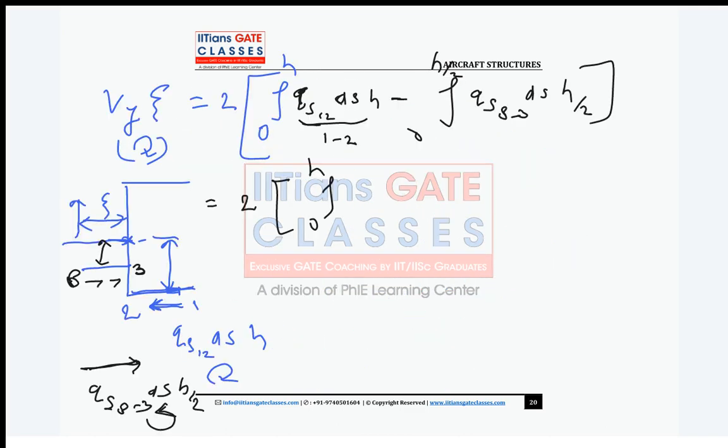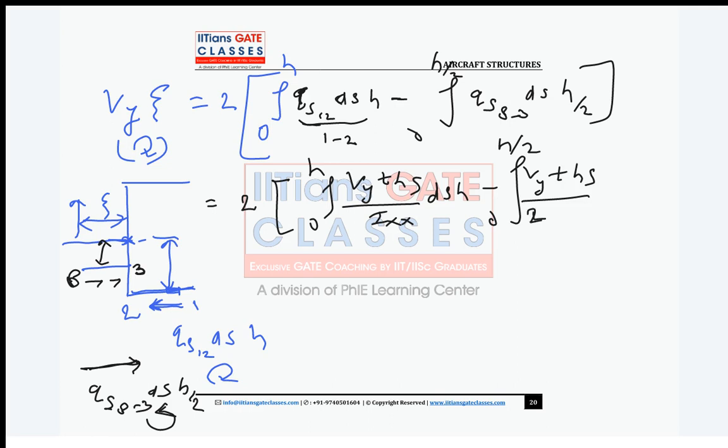So it is Vy t h s upon Ixx into ds h, minus 0 to h by 2. What is the qs 8 to 3? It is Vy t h s upon 2 Ixx, then ds into h by 2. Am I correct? Is this correct? Now guys, Vy throughout can be cancelled. So what we find here? 2.